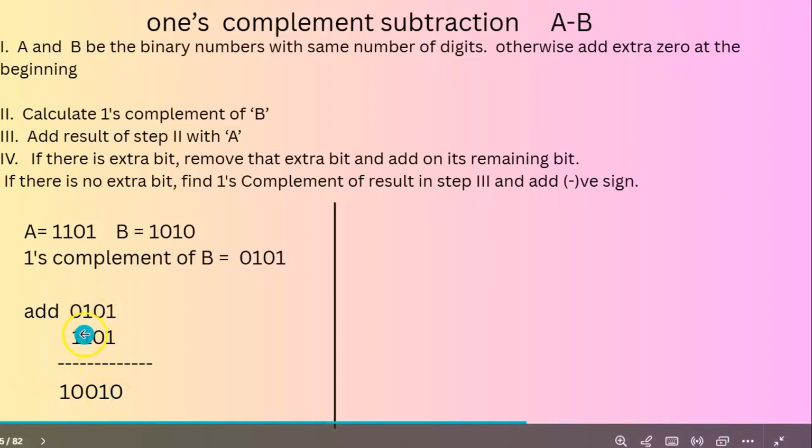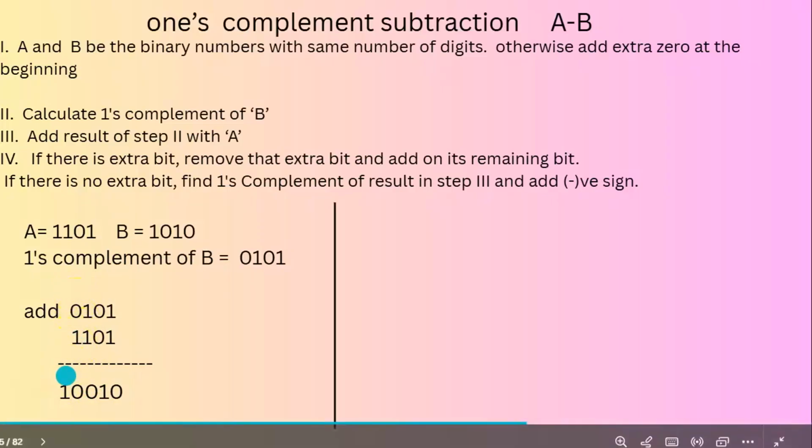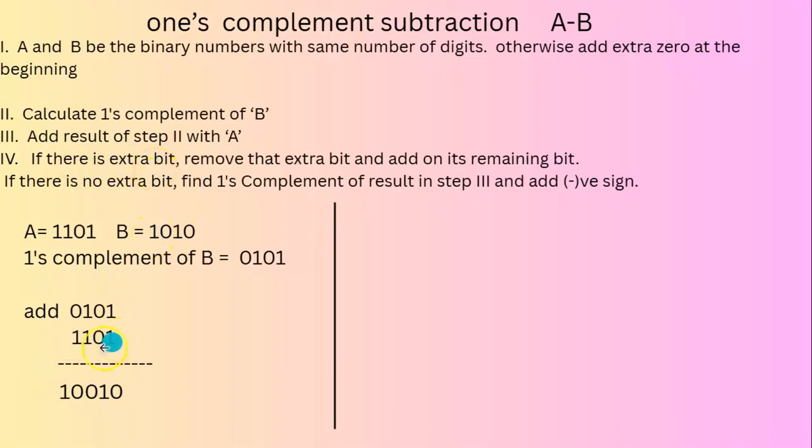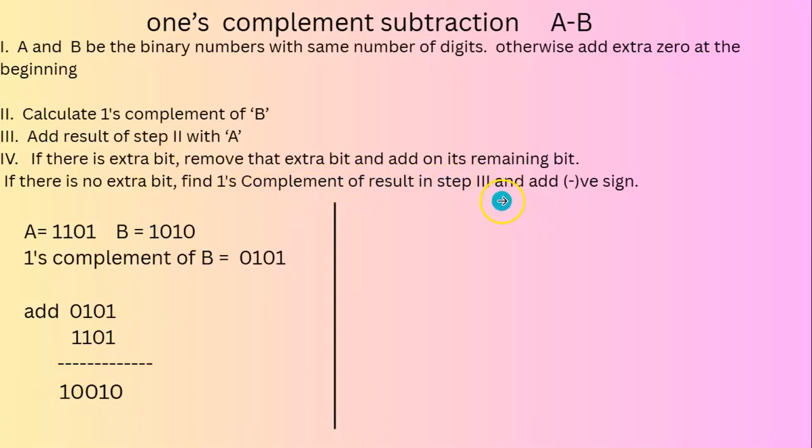Now you add 1 plus 1, it becomes 10. So 0 you keep here and 1 will go to this place. If you add 1 plus this 1, again it becomes 10. So the final result is like this. You see the steps: if there is an extra bit, and there is an extra bit here, remove that extra bit and add it to the remaining bits.